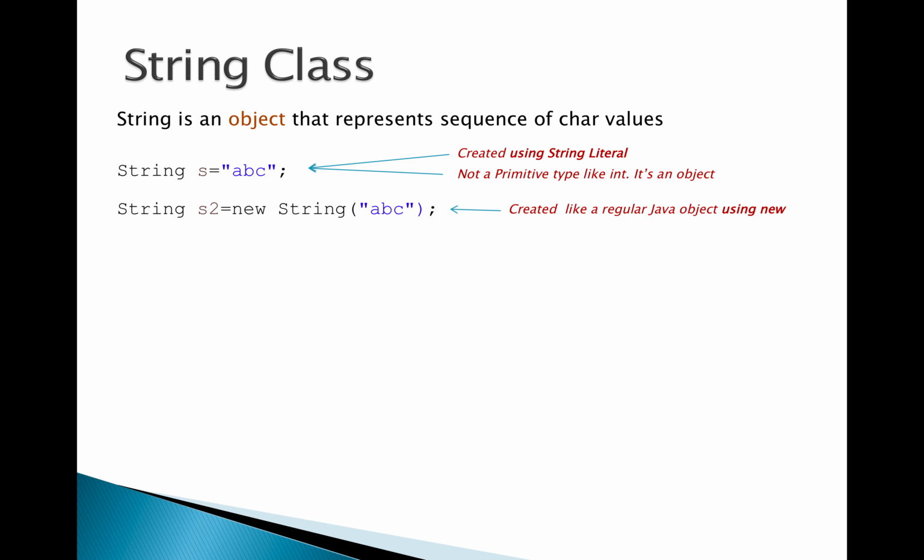There's another way, which is like a regular object, like Person p is equal to new Person(). We are doing String s2 is equal to new String("abc"). So it's another way of creating a string object. What's the difference between these two?